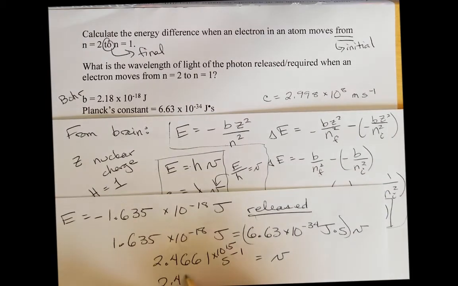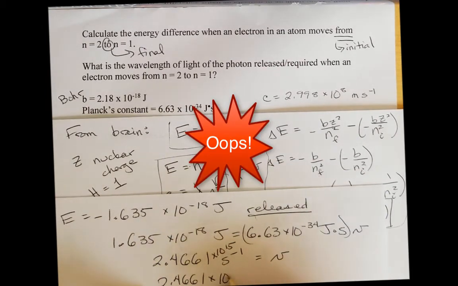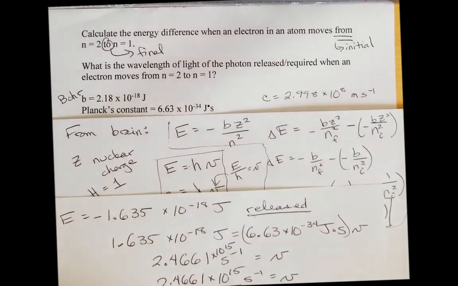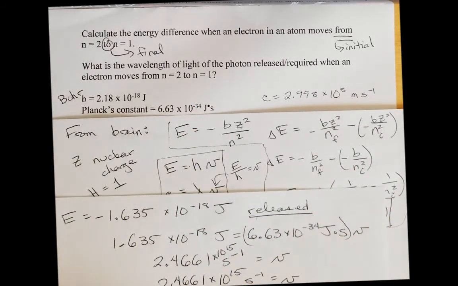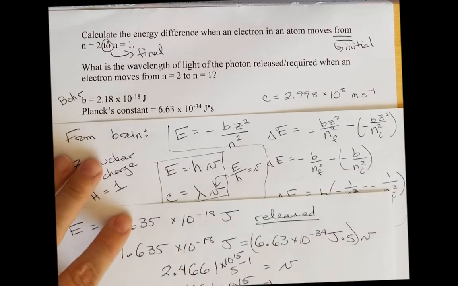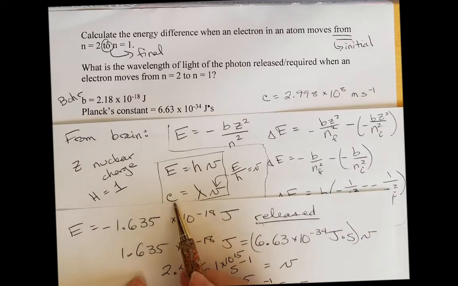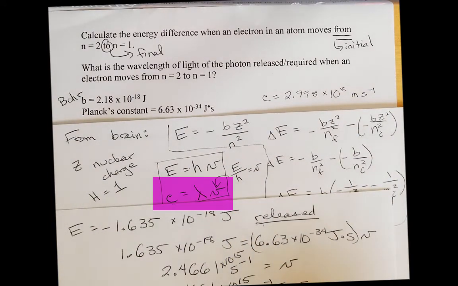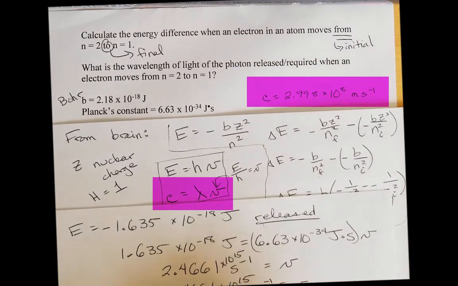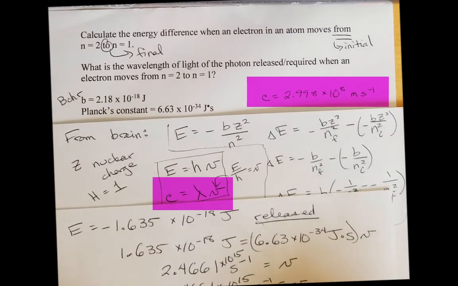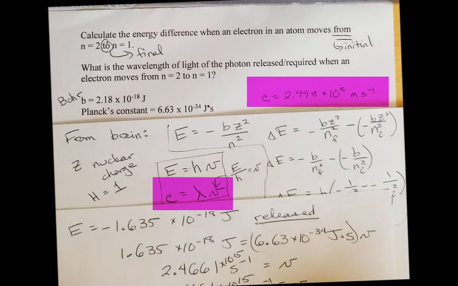Don't lose your exponents, ladies and gentlemen. It's very easy to forget your exponents, but don't lose those. You need those. Okay, we're almost there. I want wavelength, I have frequency. So now I'm going to use my speed of light. Speed of light is also given to us. 2.998 times 10 to the 8 meters per second is going to be equal to my wavelength times my frequency.